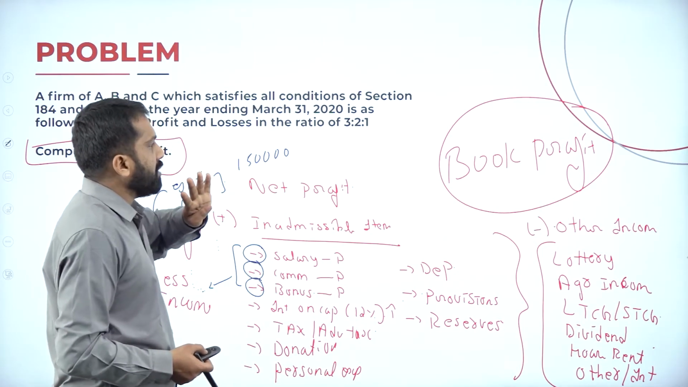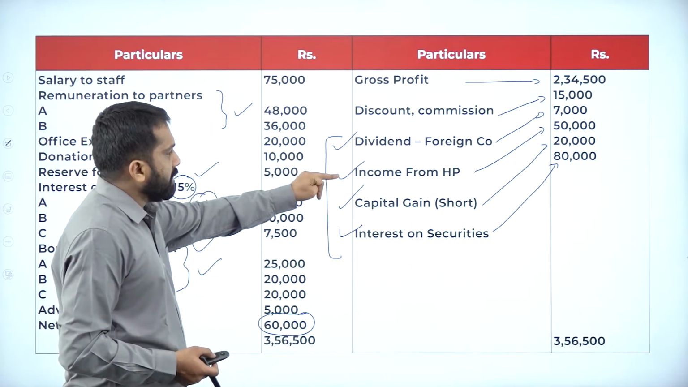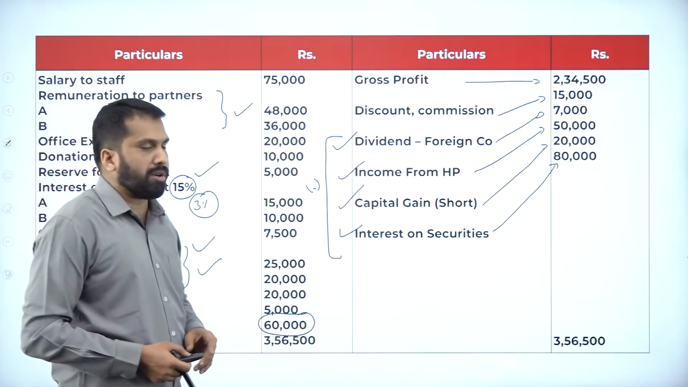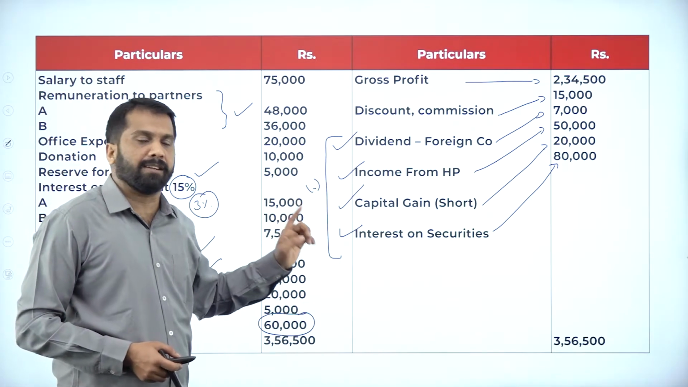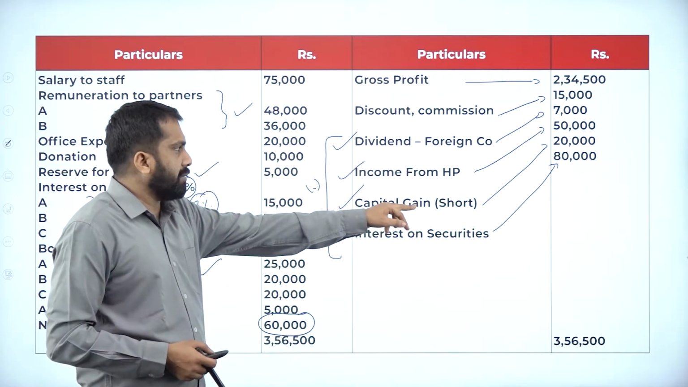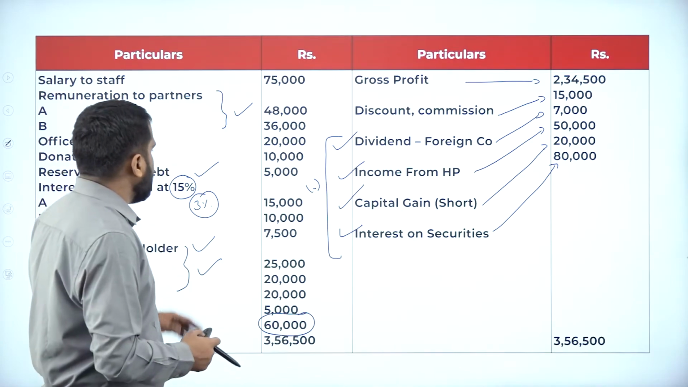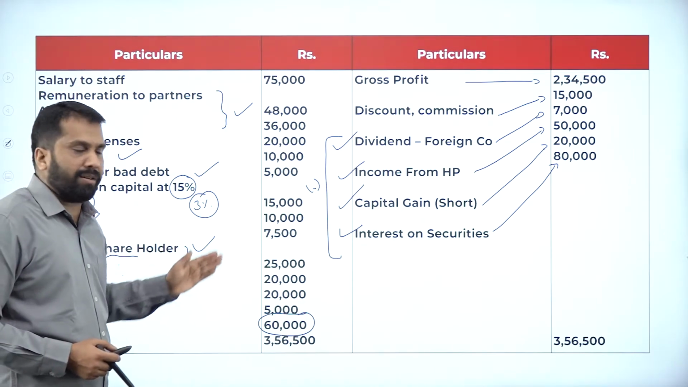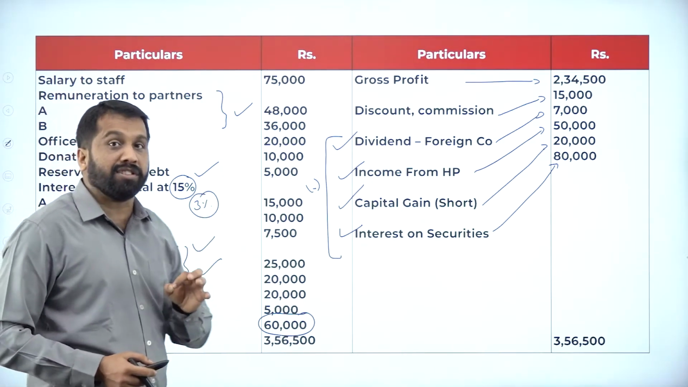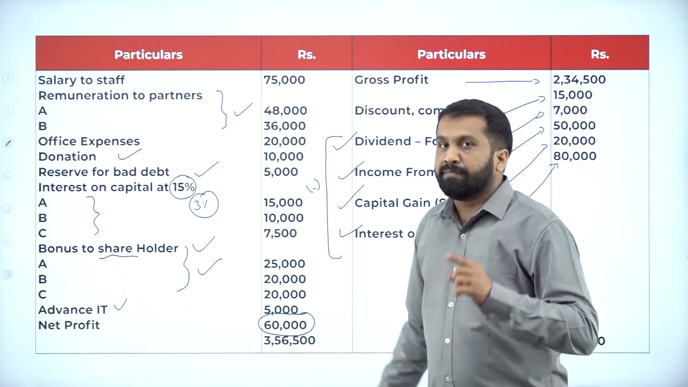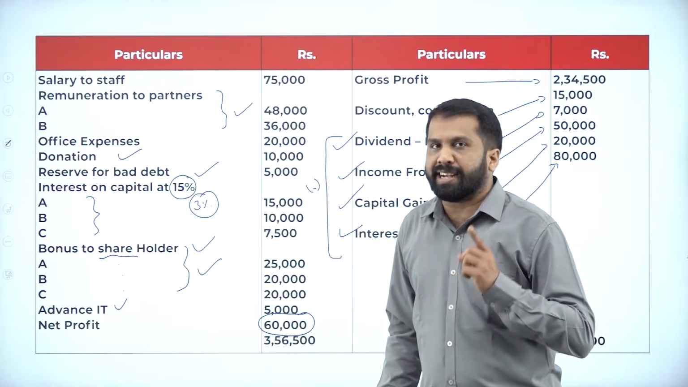See in the question paper what is there? Dividend, income from house property, capital gain and interest on security. All 4 are there. Remember, the capital gain what I have given is a short-term capital gain. Understood? Yes. So, whatever we mention, add. Whatever we mention, minus. But first thing is what? Yes. First thing is net profit. Start your problem with net profit.